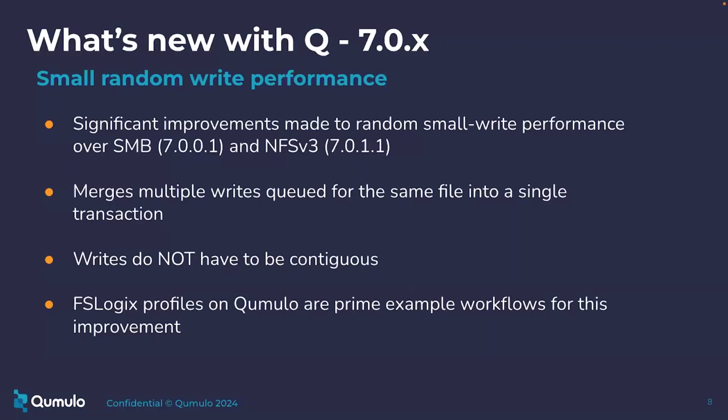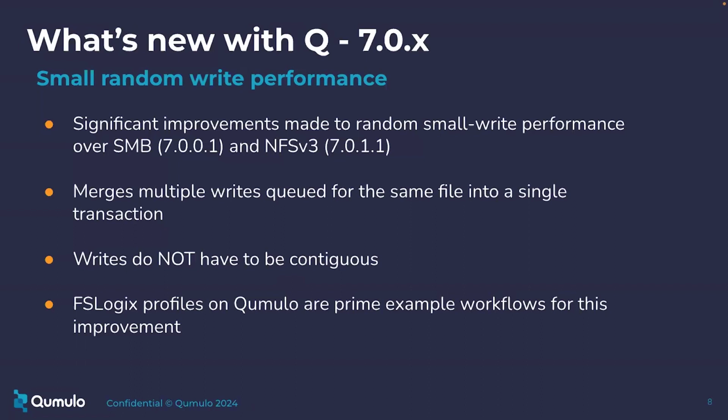So, small random write performance. We made some significant improvements to small random write performance over SMB in 7.0.0.1, and then included those changes in NFS v3 in 7.0.1.1. The way this works is it merges multiple writes queued for the same file into a single transaction, and the writes don't have to be contiguous.